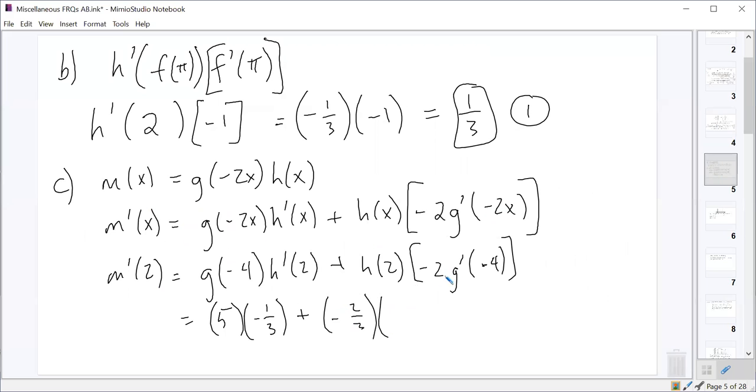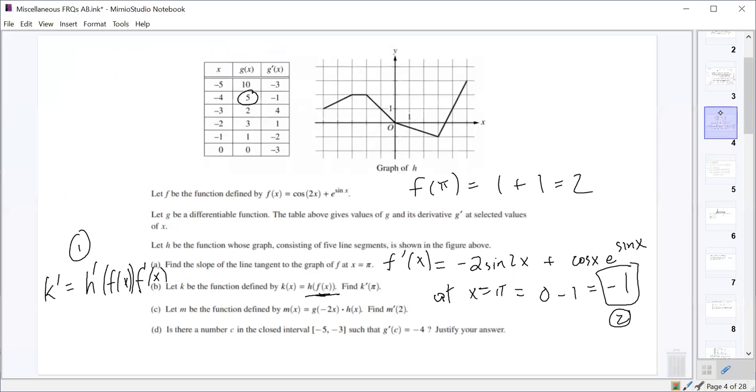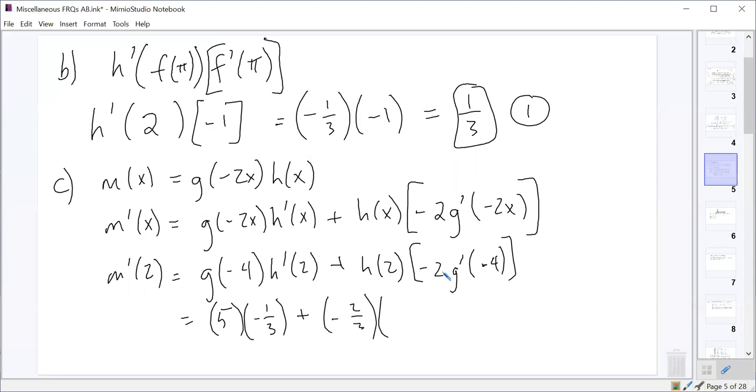And then we've got -2 times g prime of -4. Well, g prime of -4 is -1. So that's -2 times -1, which is 2. So we've got -5/3 minus 4/3, which is -3. That was worth 3 points. They gave you 2 points for the expression for m prime and 1 point for the final answer.